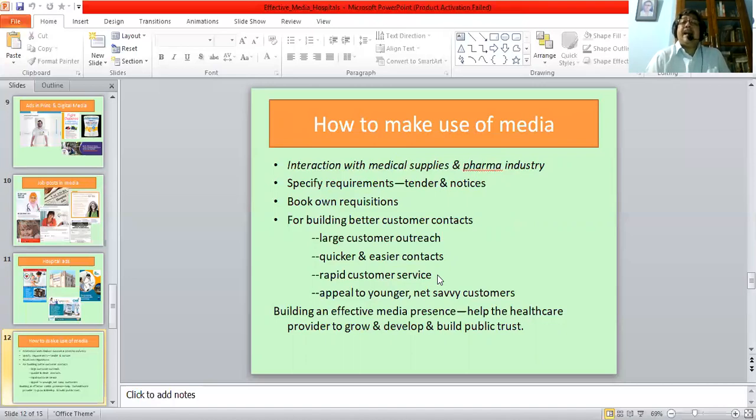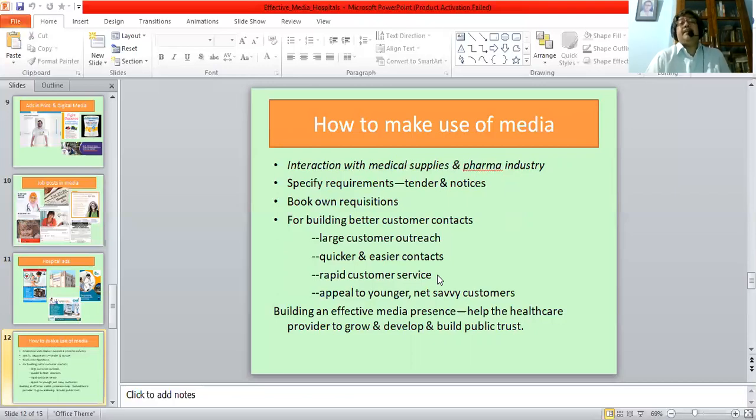medical supplies, injections, medicines, equipment, medical equipment of various kinds. So you will have to be in touch with the pharma industry for all these medicine supplies. There are stockists, suppliers, so you will have to be in touch with them. And also, there are regularly advertisements that they post in the media.